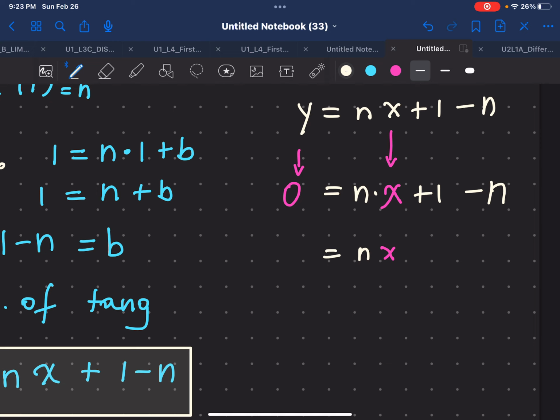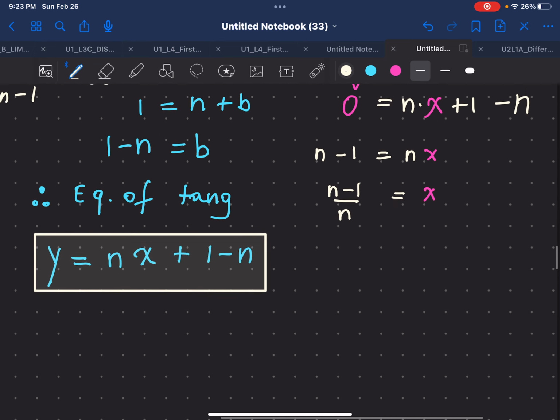So the negative n will come to the left side, become positive, and the positive 1 will come to the left side and become negative. So therefore, now we're ready to isolate x completely. So we'll say that x equals (n minus 1) divided by n. So the x-intercept of the tangent line equals (n minus 1) divided by n. So we have just found the x-intercept.